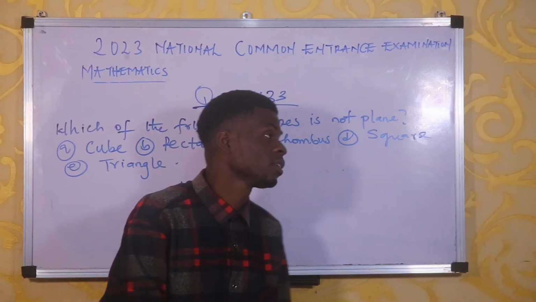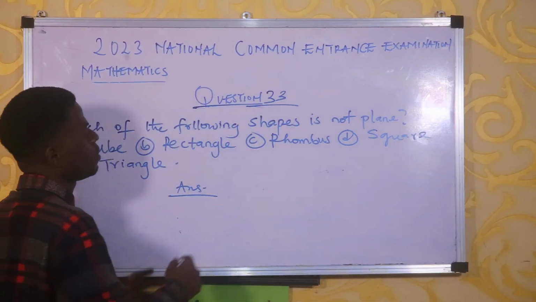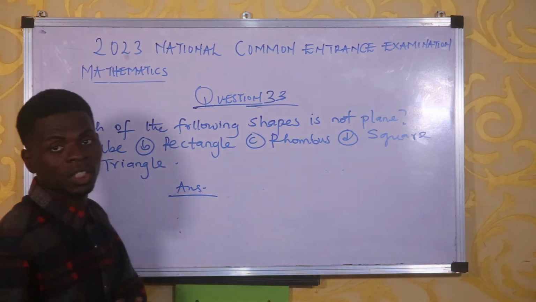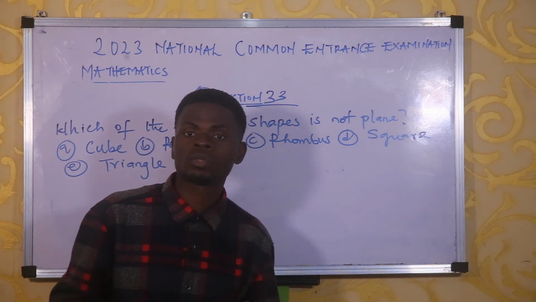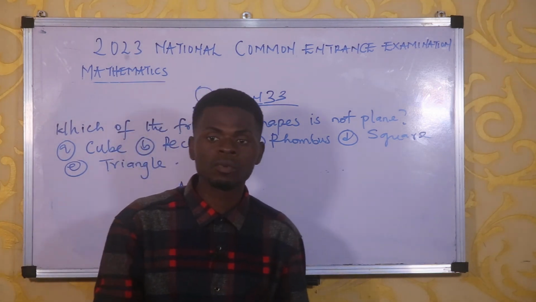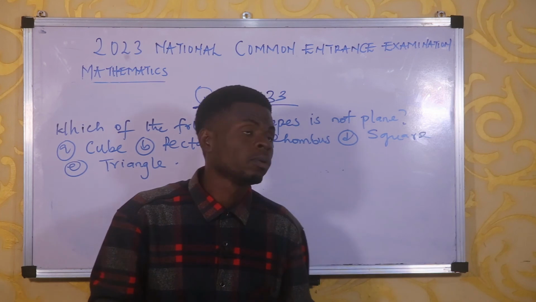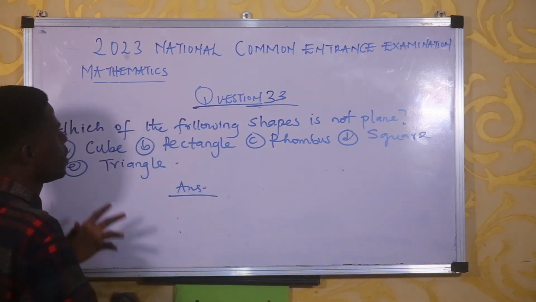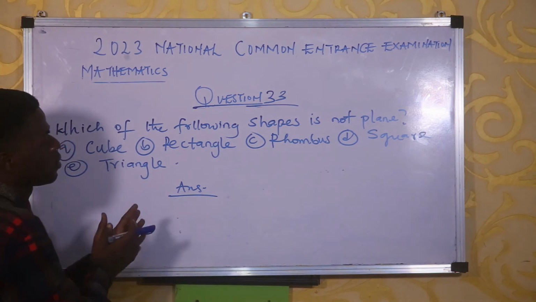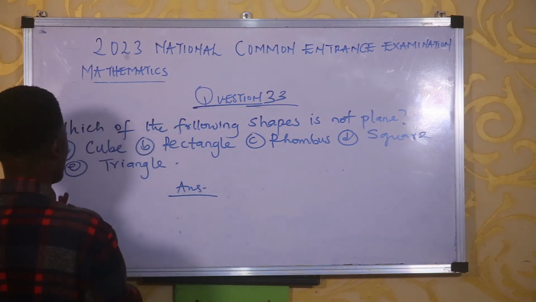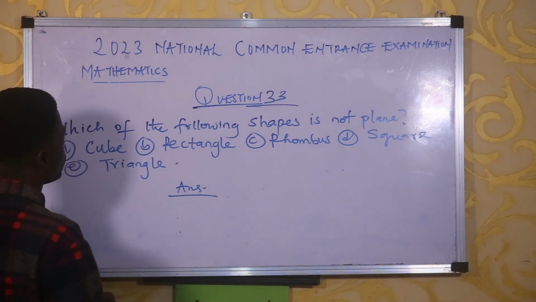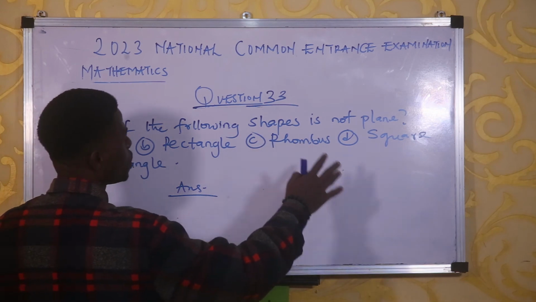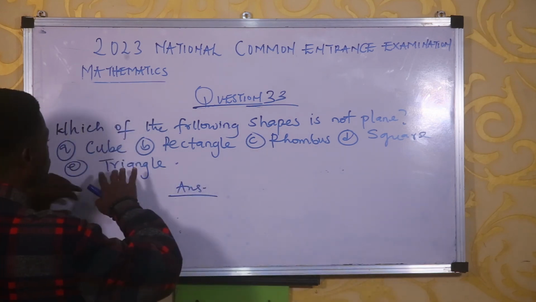Question 23 says, which of the following shapes is not plane? Do not forget that plane shapes are shapes that are 2-dimensional. Okay, so here option A is cube, B is rectangle, C is rhombus, D is square, and E is triangle. So rectangle, rhombus, square, and triangle are all plane shapes.